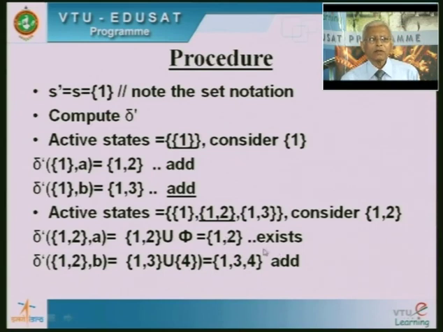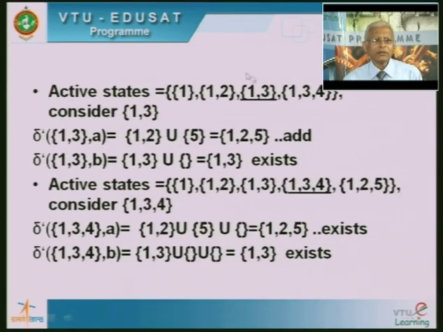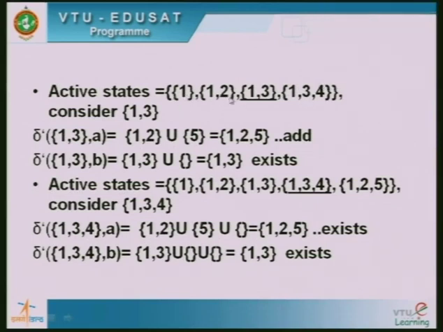Okay. Now, this {1,2} already exists. So, {1,3,4} is a new one. So, you have to add it to the active states. Once you do that, active states {1,3,4} will be there. So, we had considered only {1} and {1,2}. Now, {1,3} we will have to consider.